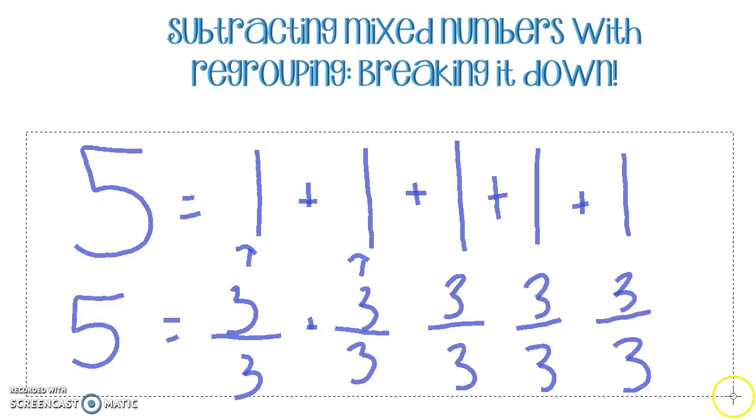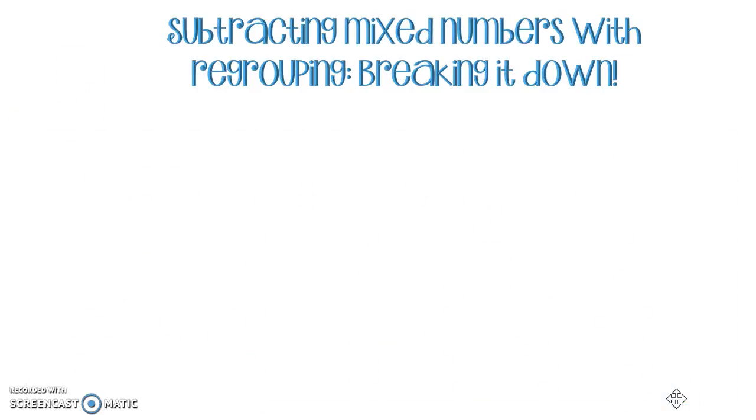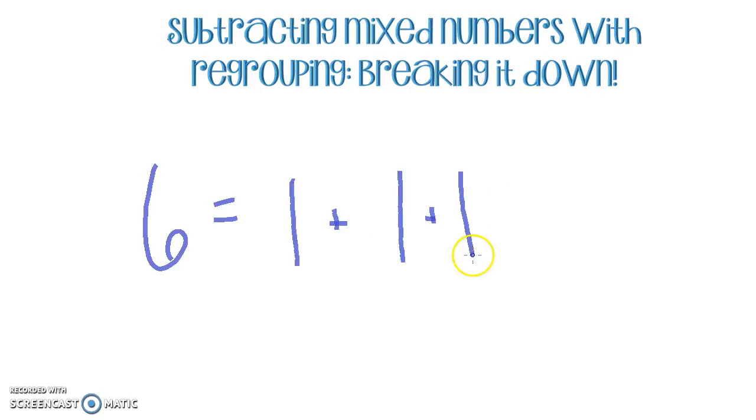We're going to do one more, because once we get this down, we can understand where and why we're regrouping. Okay, so let's say we had the number 6. If we were to break this 6 down into 1s, it would be 1 plus 1 plus 1. I think you guys get the idea. 1, 2, 3, 4, 5, 6. So now I have 6 1s. I can break each one of these 1s into a fraction.